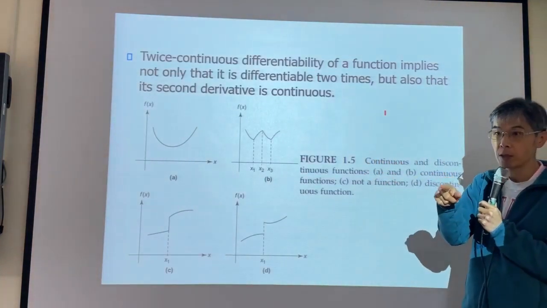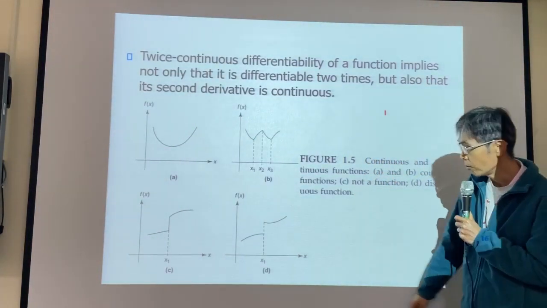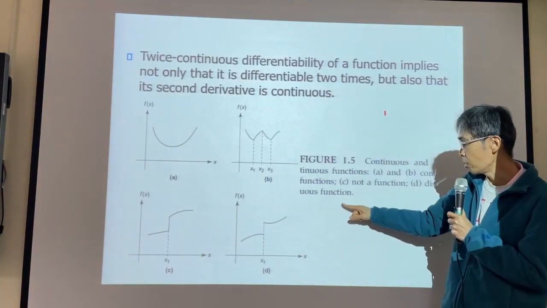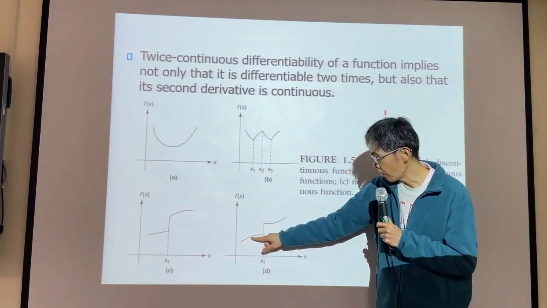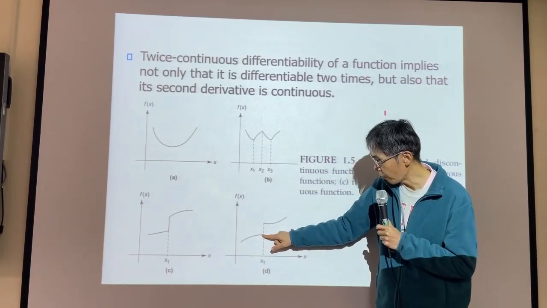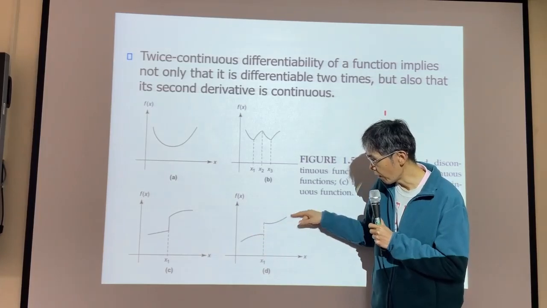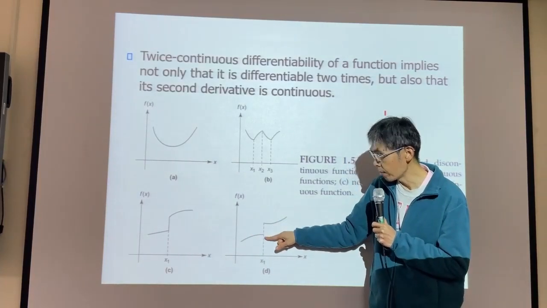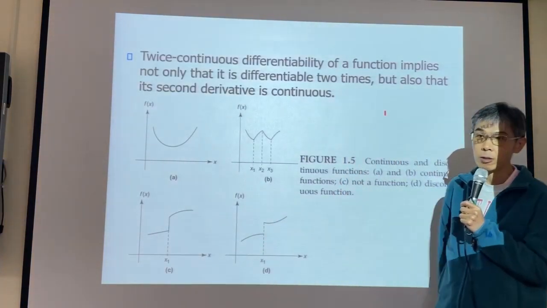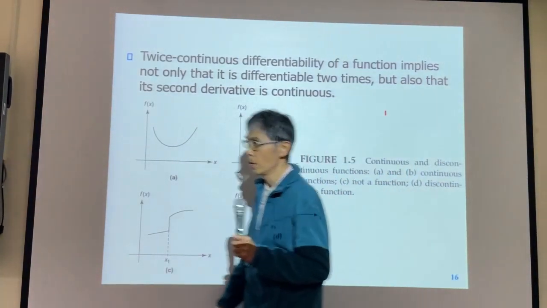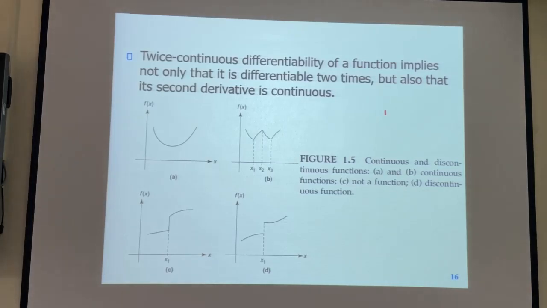Kaiser, do you understand? And for this function, see, it's not continuous. From the left, we can have a value here. From the right, we have a value here. So from the left and from the right, their values are different. So it's not continuous. Okay, continuous function.